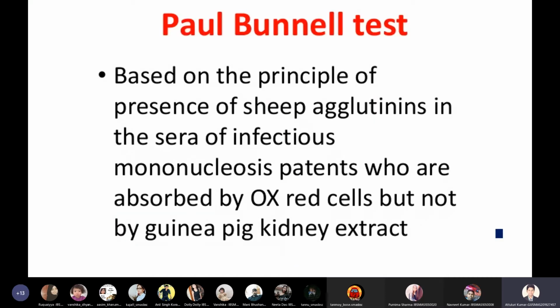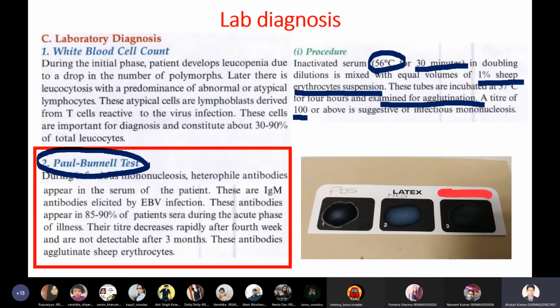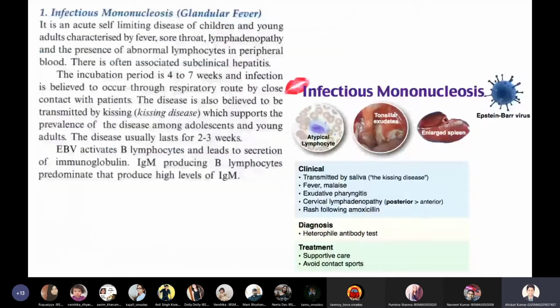So that's it, students. That is how we detect this particular virus. There is no prophylaxis for the herpes viruses. There is no treatment for Epstein-Barr virus; some antiviral drugs are available for a few herpes viruses, but not for the Epstein-Barr virus. So this is all about Epstein-Barr virus.